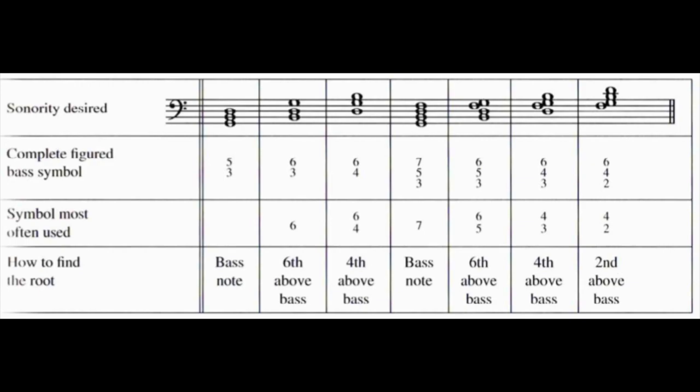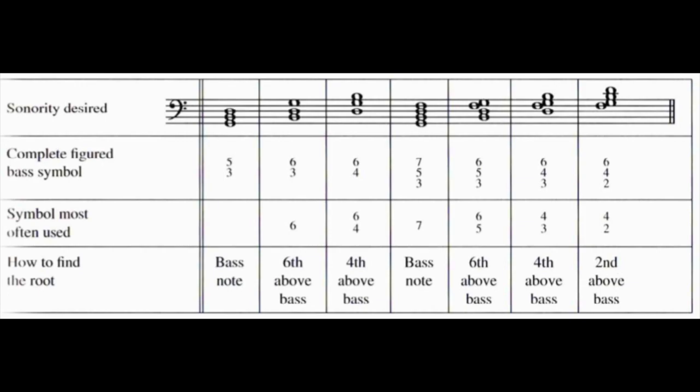And then finally, our third inversion seventh chord has a second, a fourth, and a sixth above the bass note. Once again, we already have a 6, 4, so 6, 4 would be confusing. We call this one a 4, 2.